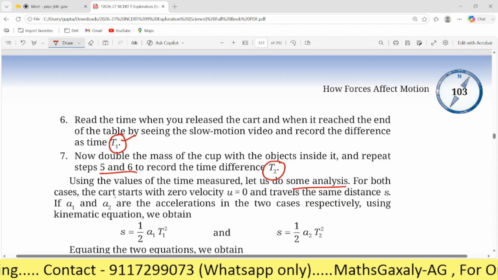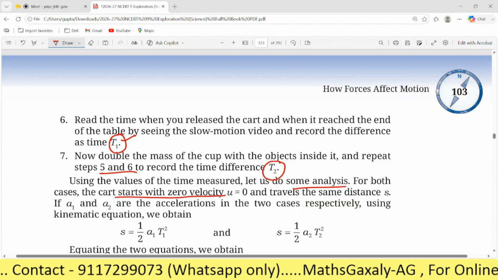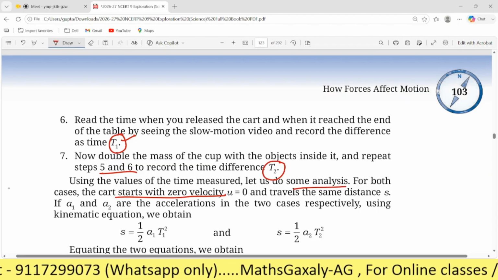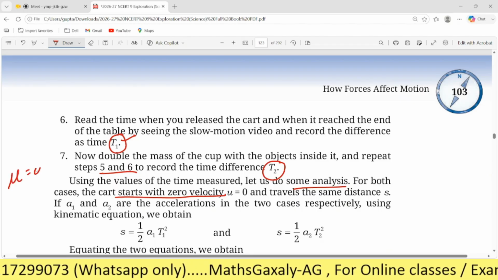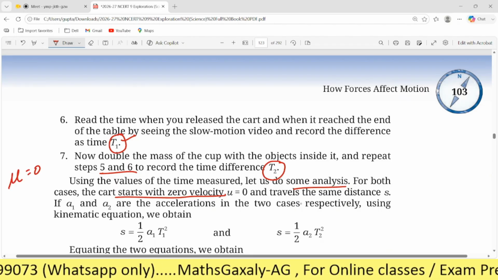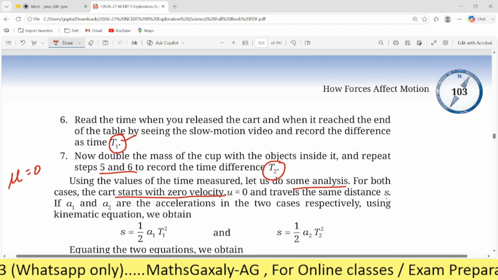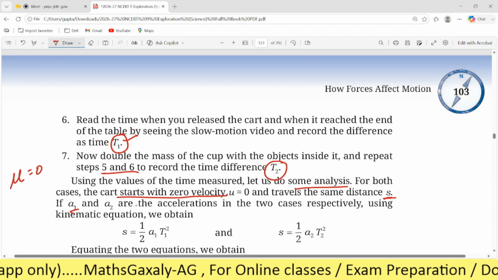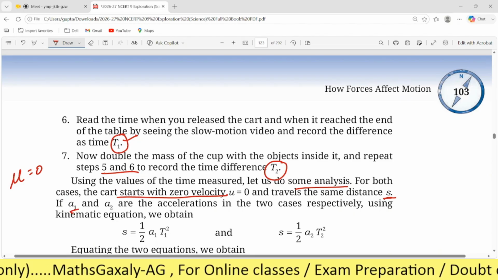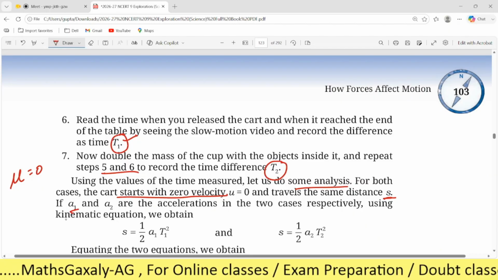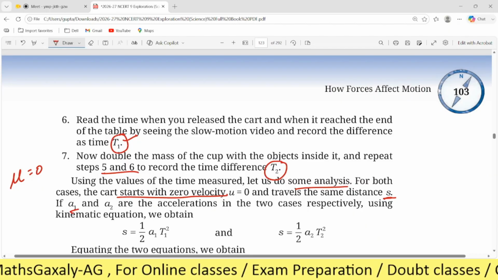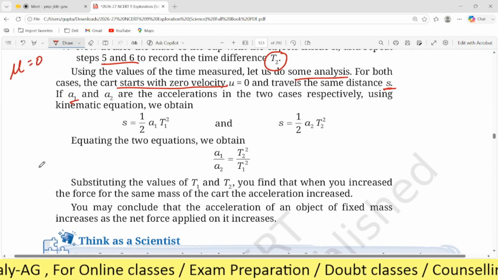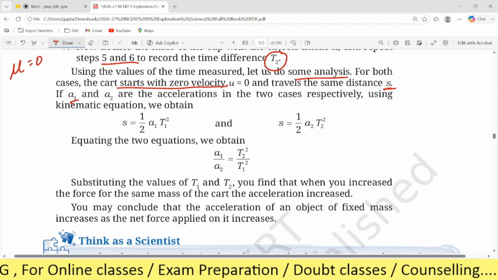So for both cases, the cart starts with zero velocity, right? Means the initial velocity was 0, so it will be denoted by u equal to 0. And it travels the same distance, which will be denoted by s. If a1 and a2 are the accelerations in the two cases respectively, using the kinematic equation we will obtain the equation. This is a very important equation.